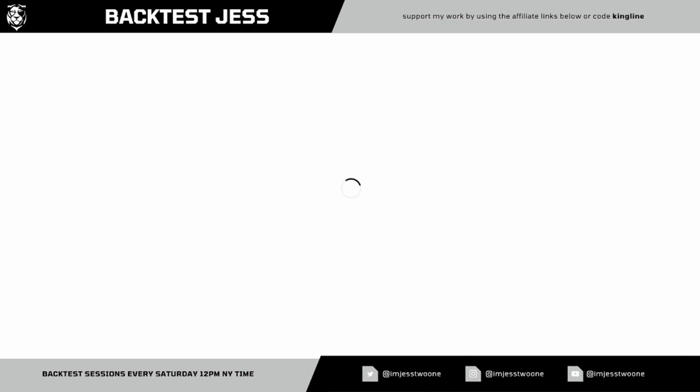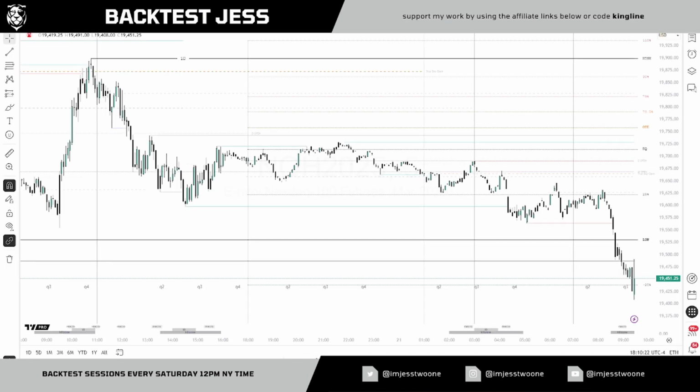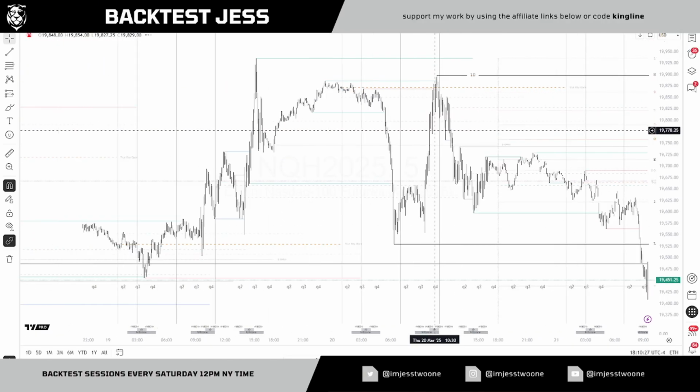Do you move the fib as it goes for your entry, or do you leave it based on the first swing if it makes sense? Yes. I move it as it goes.